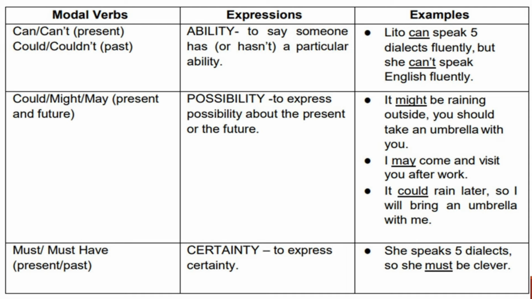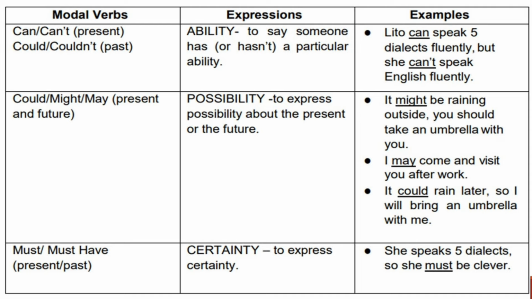Next, we have could, might, may. It states present and future tenses. We use this in expressing possibility, to express possibility about the present or the future. Example, it might be raining outside. You should take an umbrella with you. Another, I may come and visit you after work. It could rain later, so I will bring an umbrella with me.